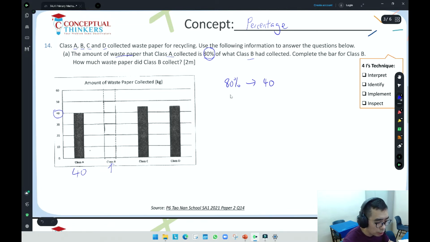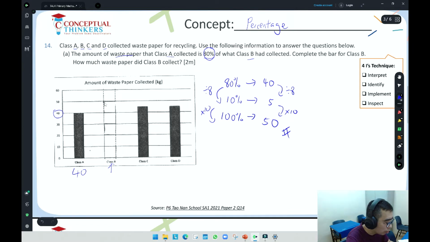So we can find the quantity of 1%, or we can actually find 10%. To get 10%, we divide by 8. We can do the same for here. So 40 divided by 8 will give me 5. Then to get class B, we need 100%. So to get 100%, we just need to multiply by 10, and then we get 50. So the answer for part A will be 50.